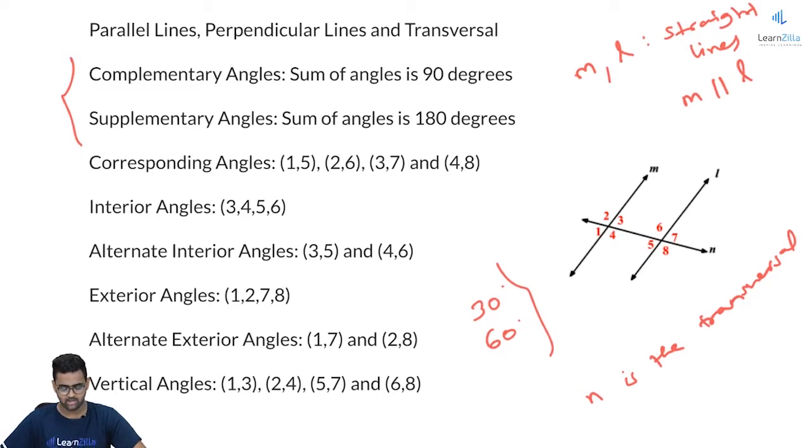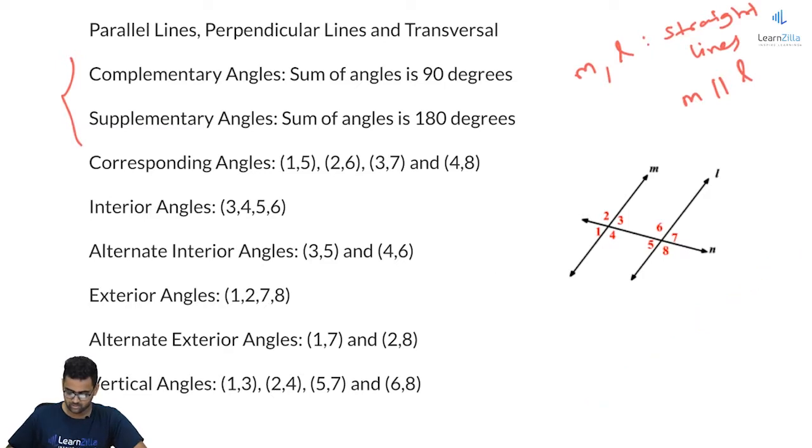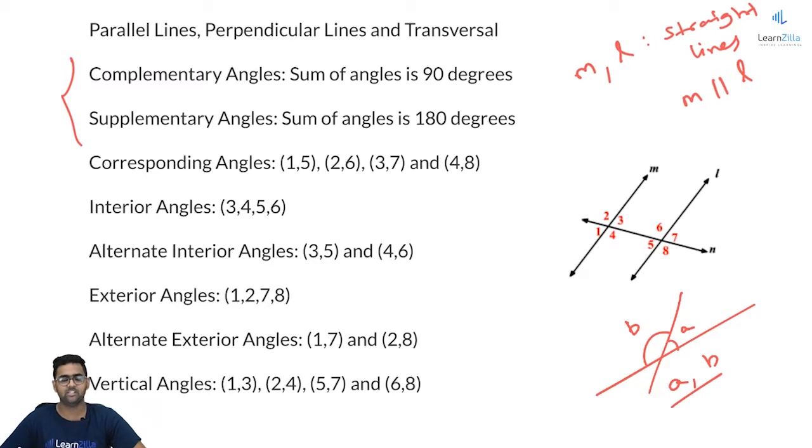Just to make this understanding clearer, if this is a straight line and there are two angles here, A and B, always remember A and B are supplementary because they add up to 180 degrees, because you know the fundamental that the angle in a straight line is 180 degrees.